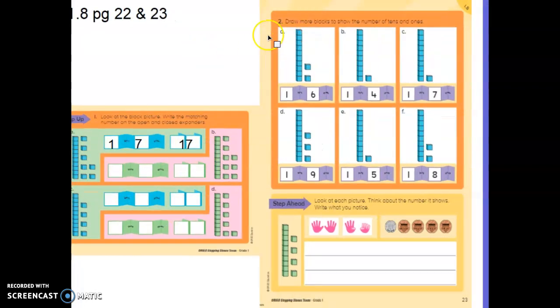Okay, so now we're looking at 2A. It says draw more blocks to show the number of tens and ones. So I have 1 10 and 6 ones. Let's see if it matches. I have 1 10. Oh, but that's not 6 ones. It's only 2. So I need to draw more until I get to 16. So we have 10, 11, 12. Let's keep going. 13, 14, 15, 16. So I added 1, 2, 3, 4 more blocks to equal 16. So you're going to look at the picture and look at the number and add more until you reach the number.